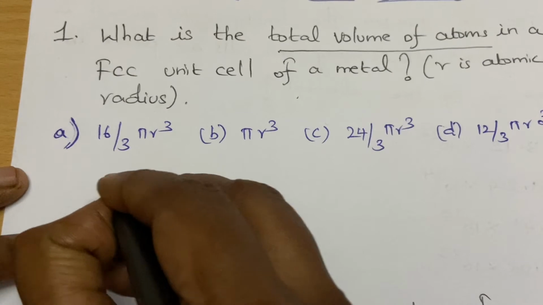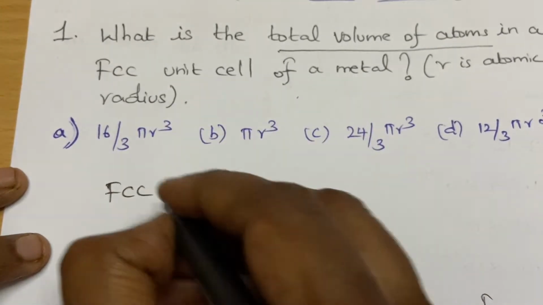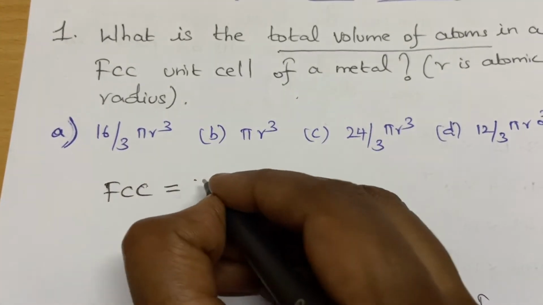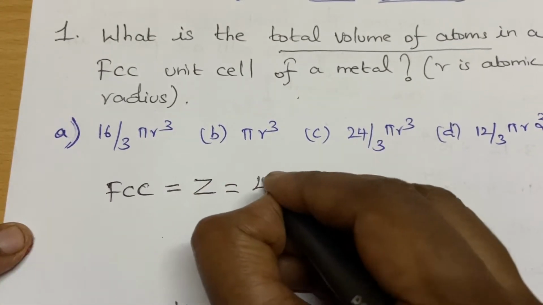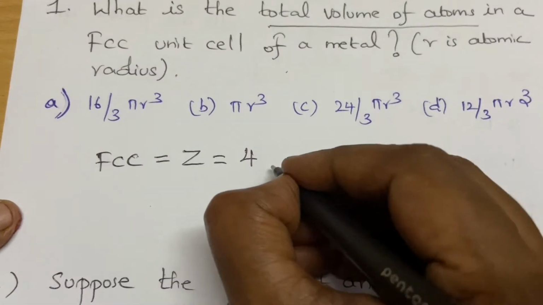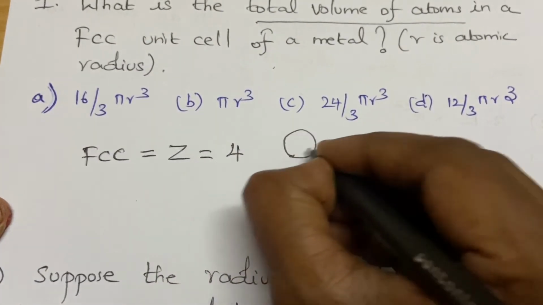They are asking. See, FCC, they have mentioned the type of lattice. So how many atoms will be present? What is the effective number of atoms? 4. Okay, so what is the shape of the atom? It will be spherical in shape.